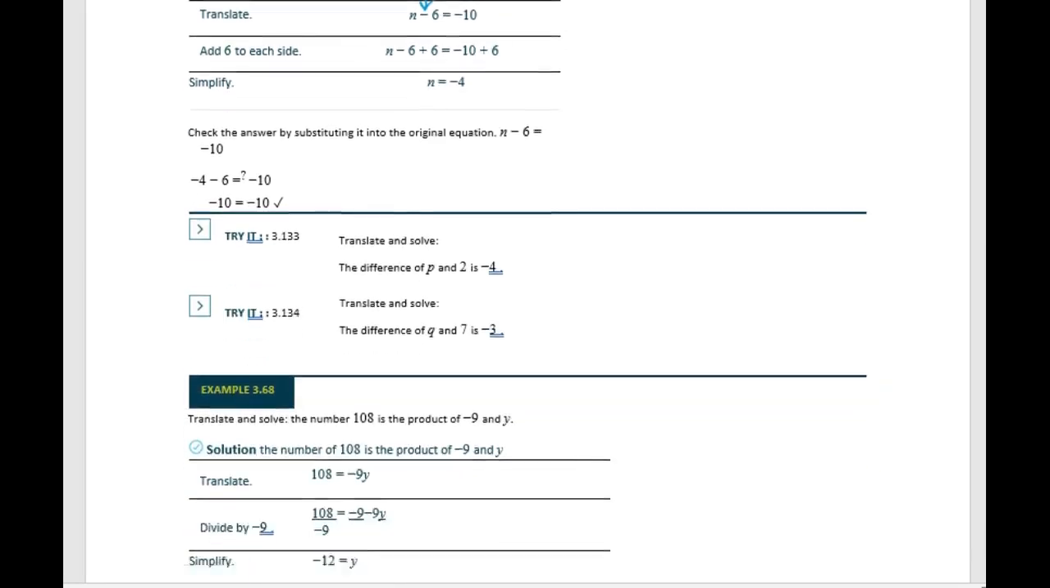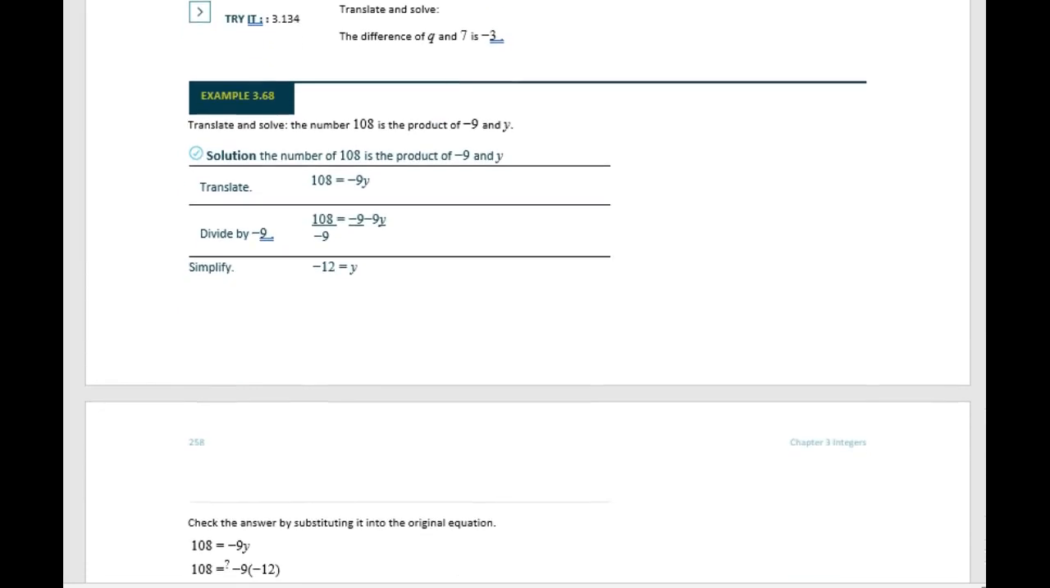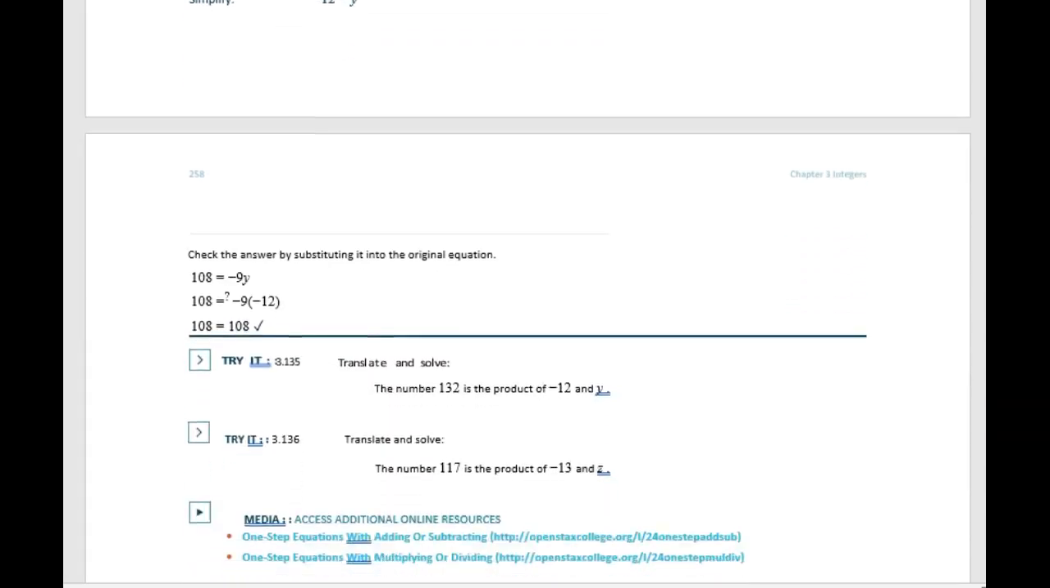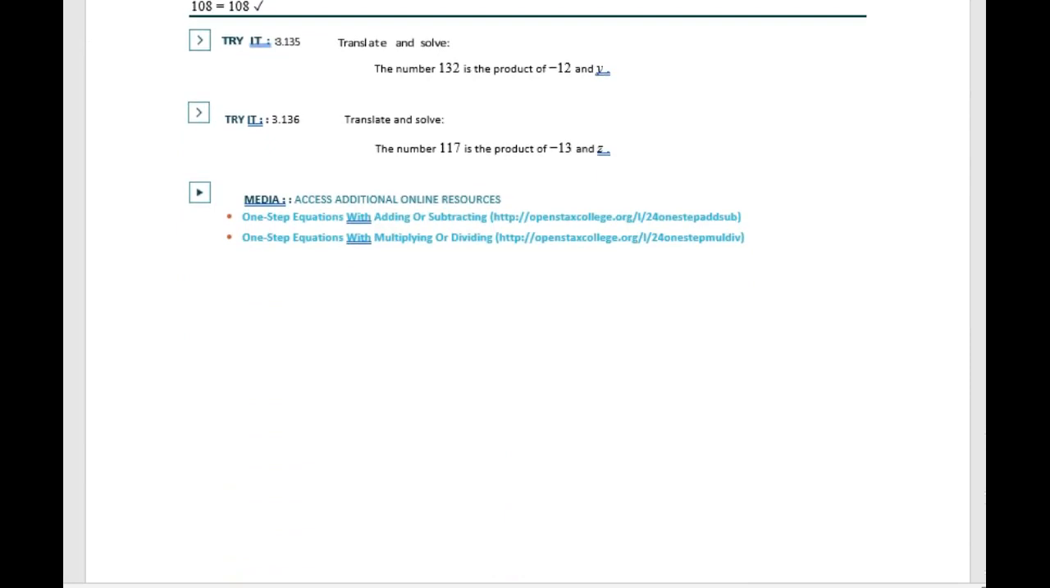So same thing here. Product is another word we need to know. Product means multiply. So I know that I'm multiplying the number, 108 is the product, and is is where my equal sign goes: -9 and y. Then I can substitute those in and solve.